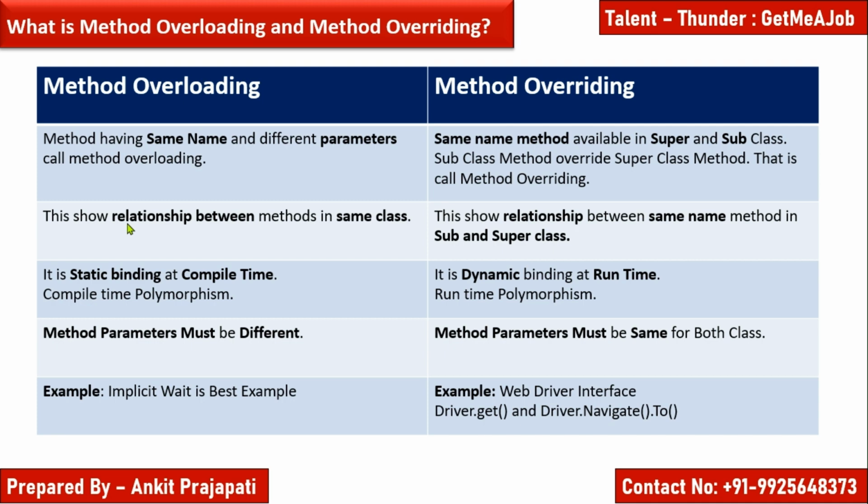An example of method overloading, if you know automation, is implicit wait, which is the best example. When you apply the implicit wait, in the parameter you normally pass seconds or minutes or hours as well. So it allows you to pass a different set of parameters when you use the implicit wait.